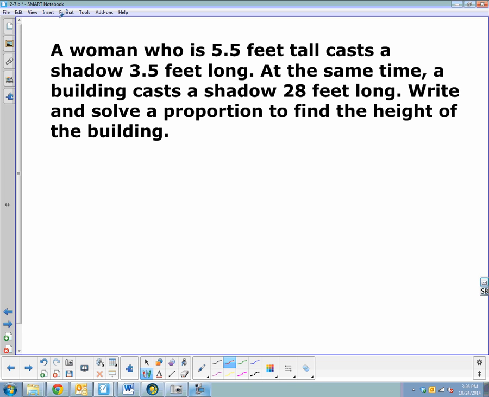So now we have got a woman. They've got a little more hair for this one. I don't know why she has more hair, but she does. Pigtails in this one, I guess. A woman who is 5.5 feet tall, so I'm going to label 5.5 feet tall, casts a shadow that's 3.5 feet long.